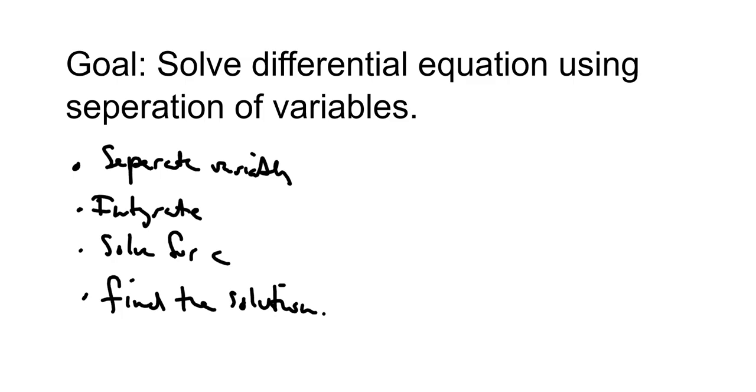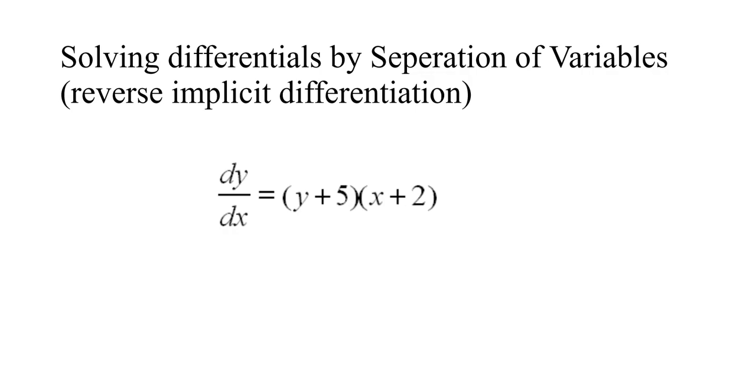Sometimes when you have a differential equation, it's not just made up of one variable, but of two variables. Usually that is going to be x and y, or t and y, or whatever the case may be. And there are 4 easy steps on how to do this. We're going to do what's called separation of variables. We're going to integrate, then we're going to solve for c, and then we're going to find the solution. So, without further ado, let's try this out.